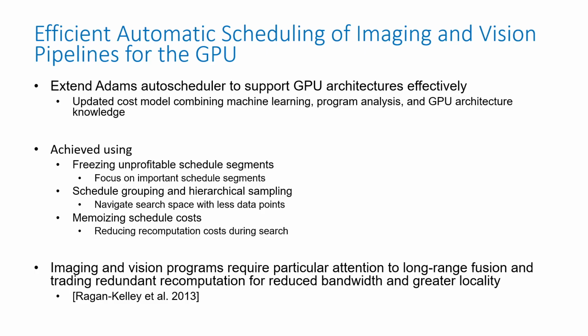One of the main differences with Adams is that the Adams autoscheduler, as mentioned before, is targeted for CPUs. This one is targeted for GPUs. The cost model is going to have GPU features, GPU hardware target features, and also is going to use some strategies, the ones mentioned here, to improve the search, to make the search more efficient.